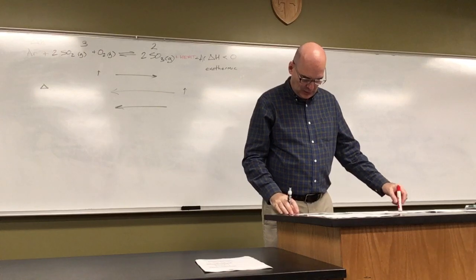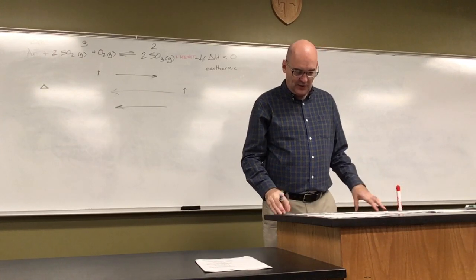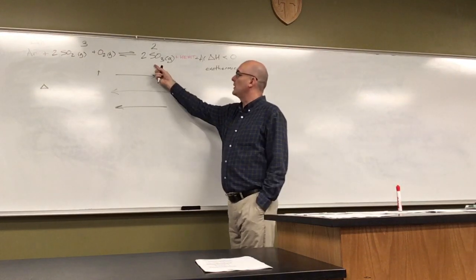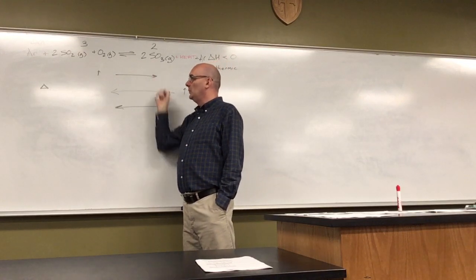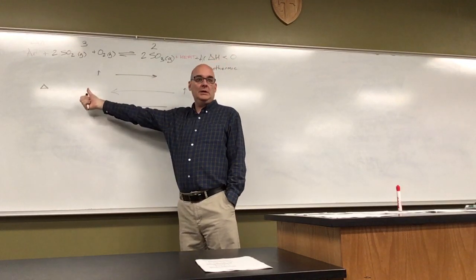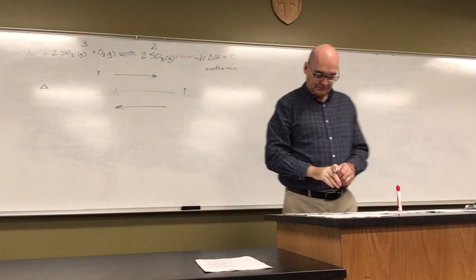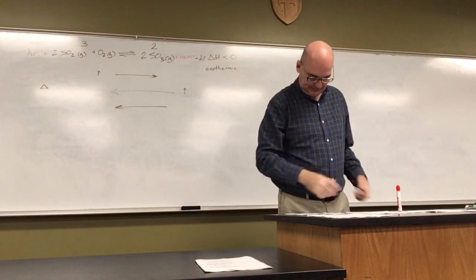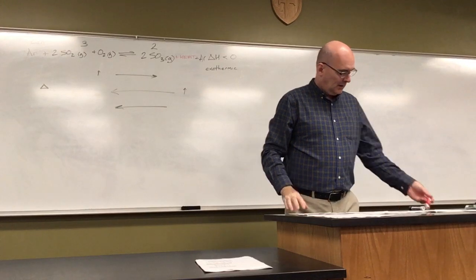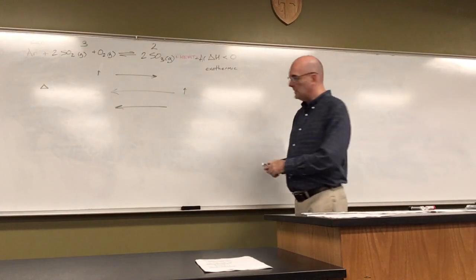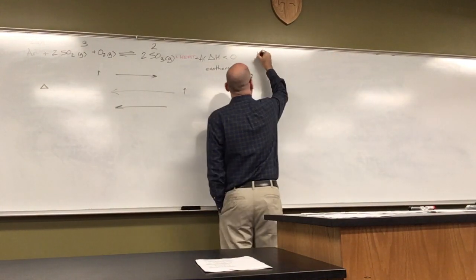And then the last one, what if you removed sulfur trioxide? Well, sulfur trioxide is a product. If you remove product, your equilibrium will shift to make more product. Okay. All right. And then 16.